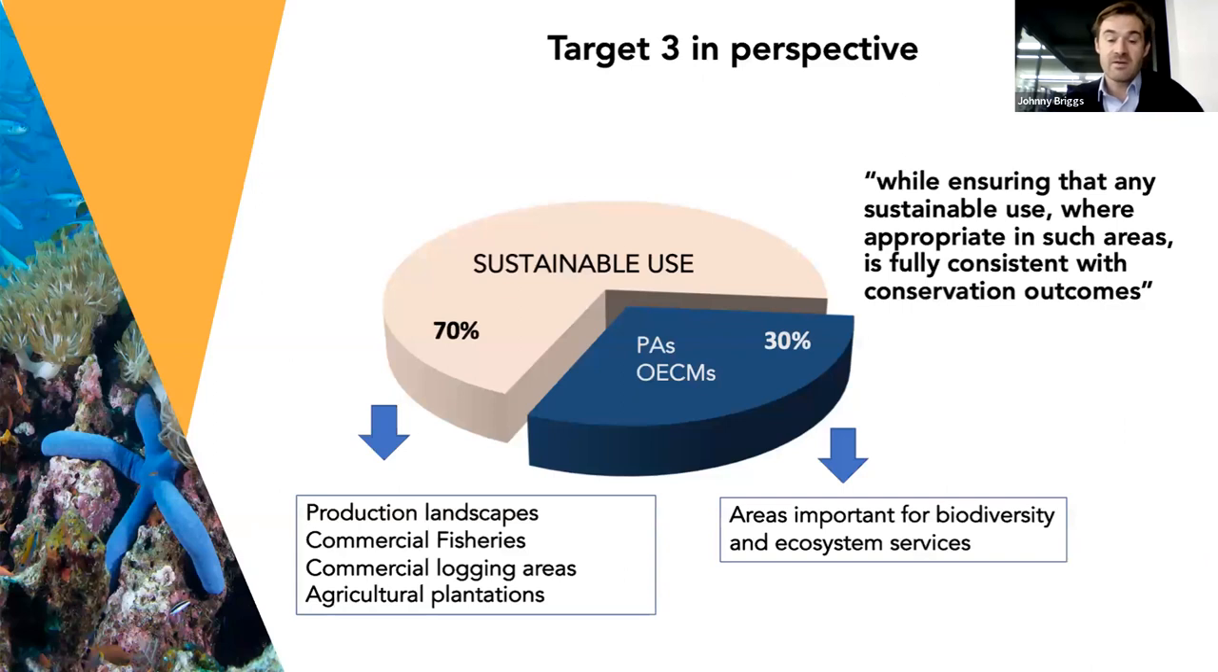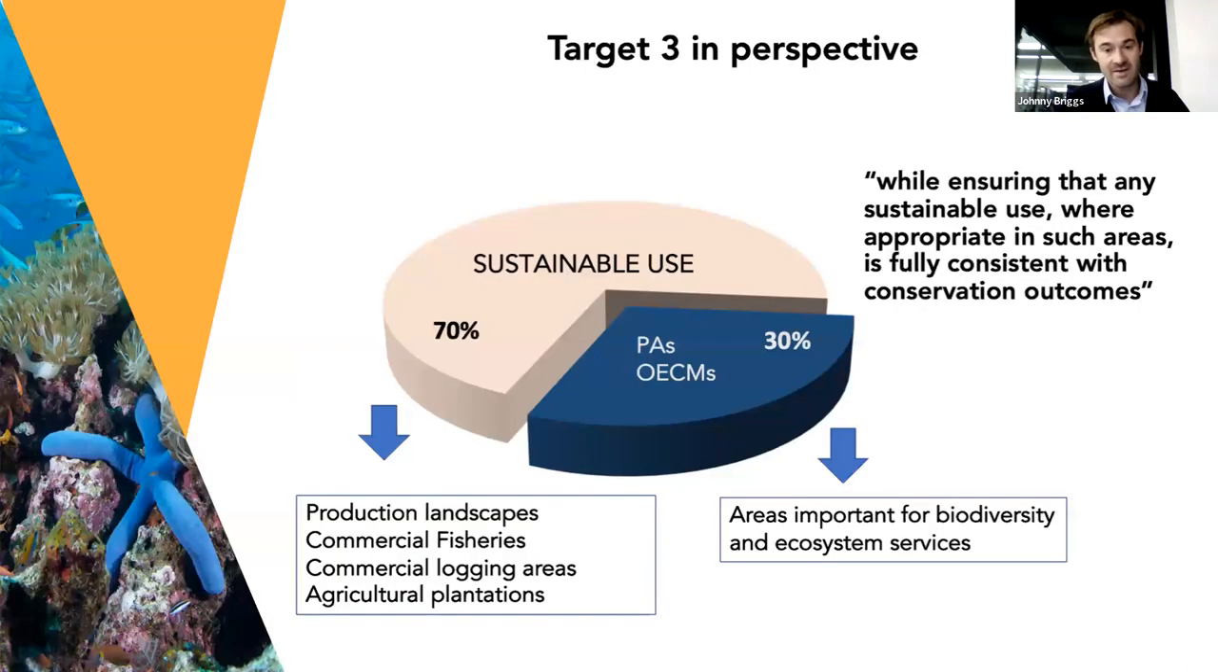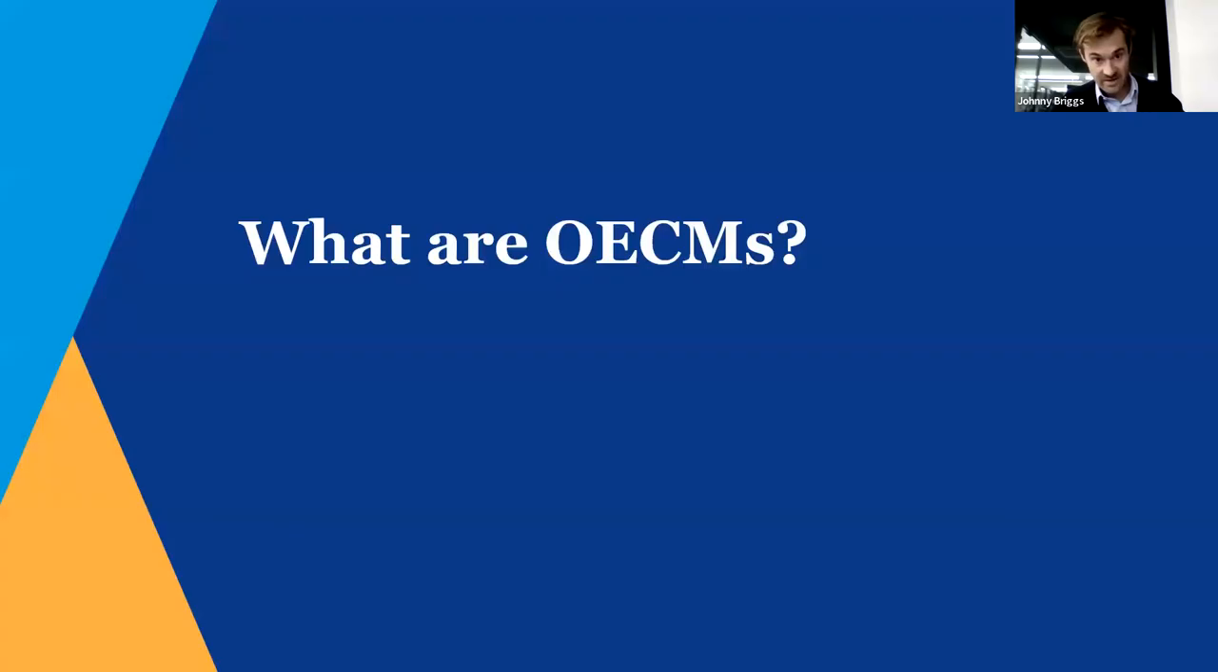And just as a visualization of that, this kind of shows what we're talking about there. Target 3, 30%, protected areas and OECMs. Really, the sustainable use part of this pie chart is targets 5 and 10. But as per the language on the previous slide on target 3, sustainable use is allowed within target 3, but it's got to be fully consistent with conservation outcomes, what you're trying to do. And this will all be relevant in due course when we talk about other effective conservation measures.